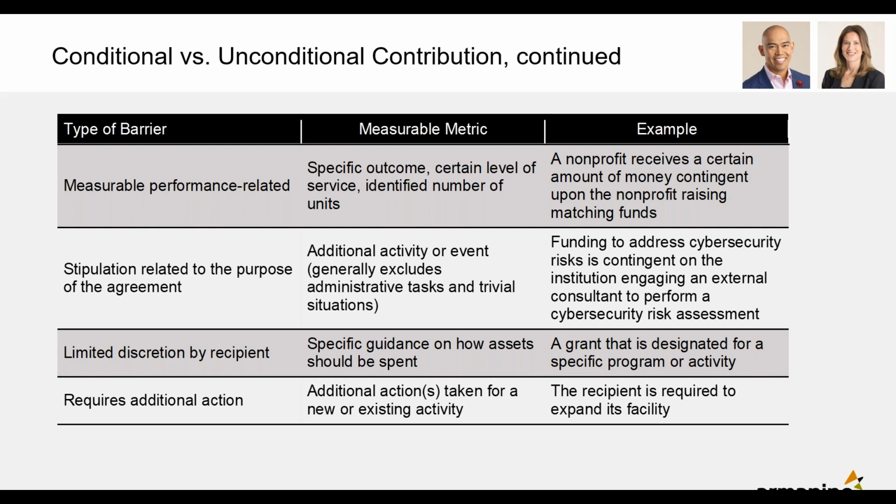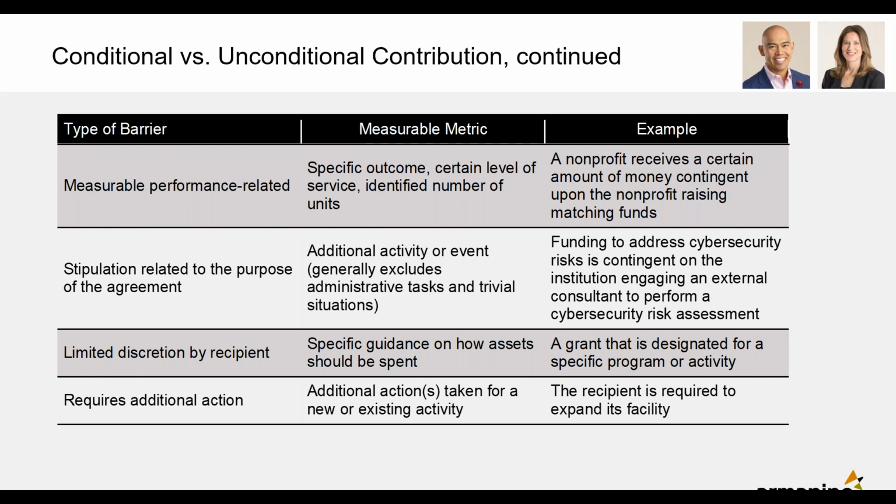Stacy, there's one more clarification comment on restrictions versus conditions. Maybe you can give a quick example. Yeah, to answer that question, let's look at this performance-related barrier on the top row on this slide, because I think this is a really good example of transactions you've probably all addressed or seen before. The example is where there's some type of outcome, level of service, units, matching funds, what have you. In this specific example, this nonprofit is receiving funds, but it's contingent upon that nonprofit raising matching funds.